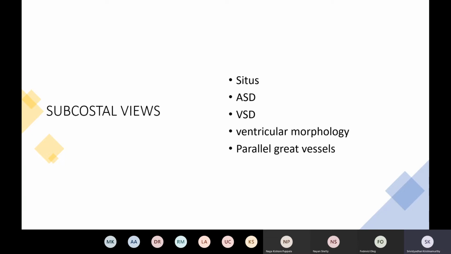And then, of course, looking at the subcostal views also shows the parallel great vessels. Normally, on a normal echocardiogram, you see the great vessels crisscrossing or crossing over, but in TGA, you can see them being parallel.